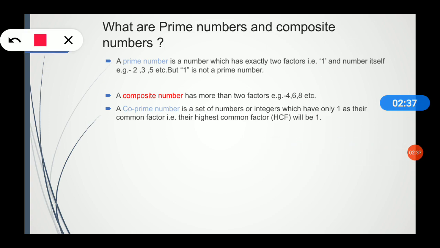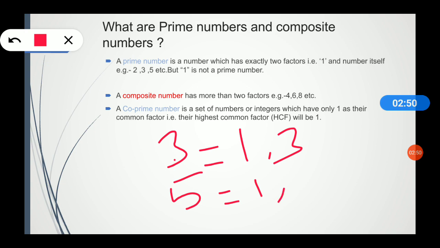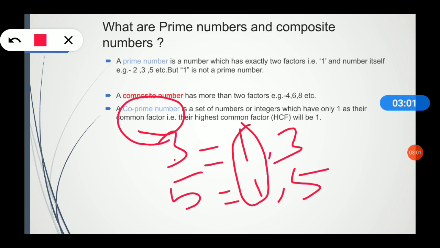Suppose I ask you to find the factors of 3. What are the factors of 3? 1 and 3, these two only, so it is a prime number, right? If you find the factors of 5, 1 and 5. So what is common in both? 1. So this pair, 3 and 5, are co-prime numbers.